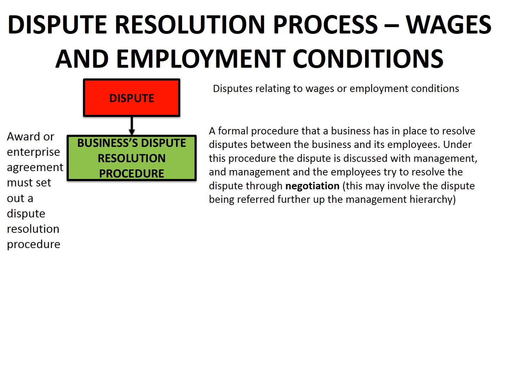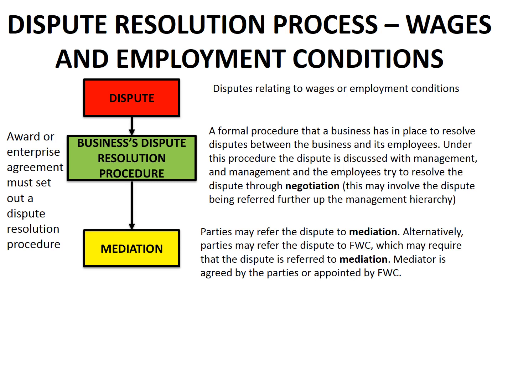If the employer and the employees cannot resolve their dispute through negotiation, then the next stage in trying to resolve the dispute is typically mediation. Mediation can occur in one of two ways. First, the employer and the employees may agree to resolve the dispute by referring it to mediation, in which case they will also need to agree the person that is to undertake the mediation.